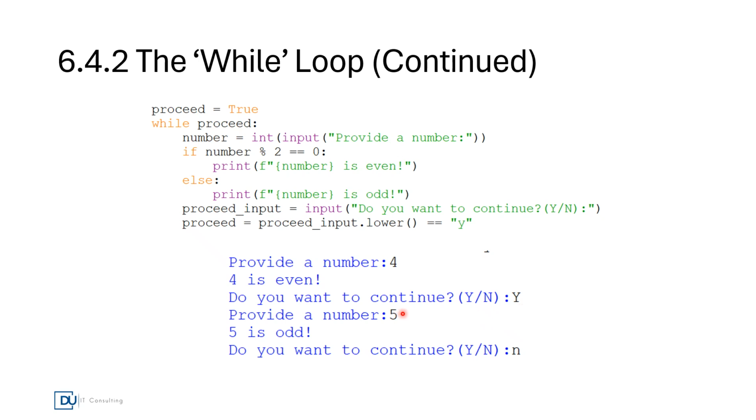Now, again, provide a number is asked to the user. The user now provides 5. 5 is odd. Now, again, do you want to continue? Y/n is printed to the user. In this case, the user provides a small n. So in this case, the while condition becomes false because the user is asking to stop and not proceed.